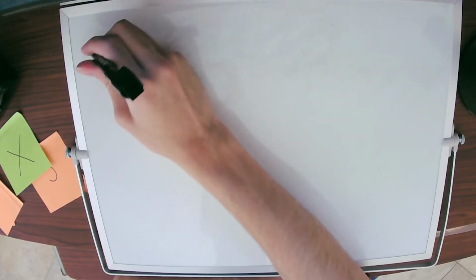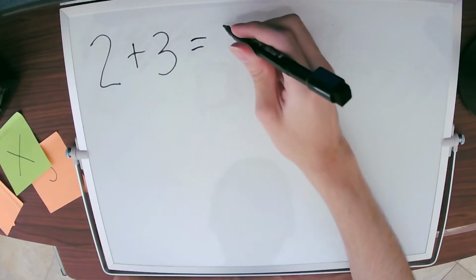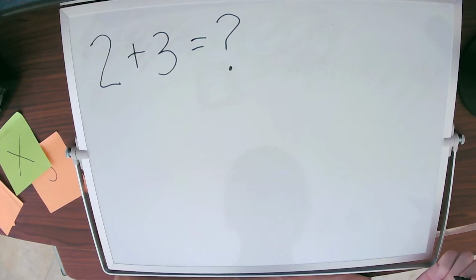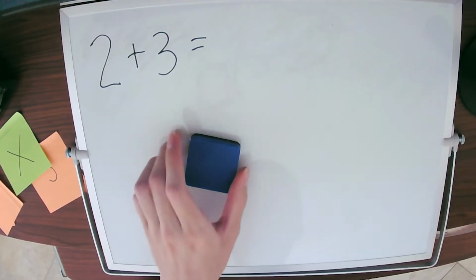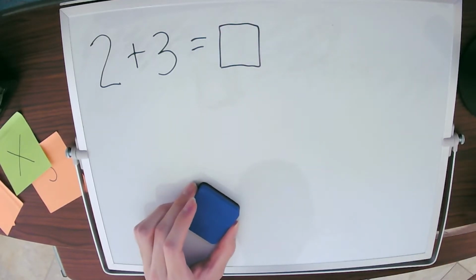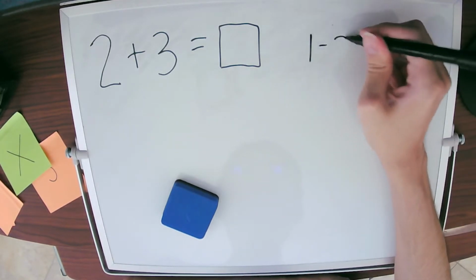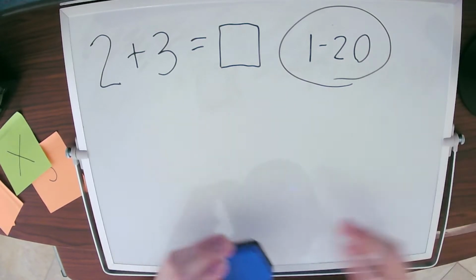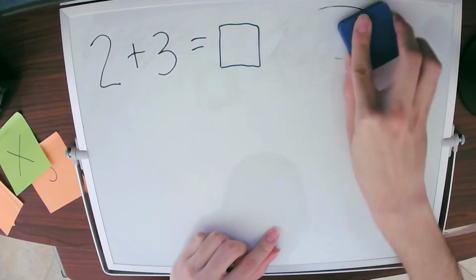In kindergarten, students will learn how to solve equations such as 2 plus 3 equals question mark. What you usually see in kindergarten is that they use a question mark or an empty box to represent an unknown number. And as you know, in kindergarten, students will add and subtract with numbers from 1 to 20. So students will do these simple equations trying to find an unknown number.